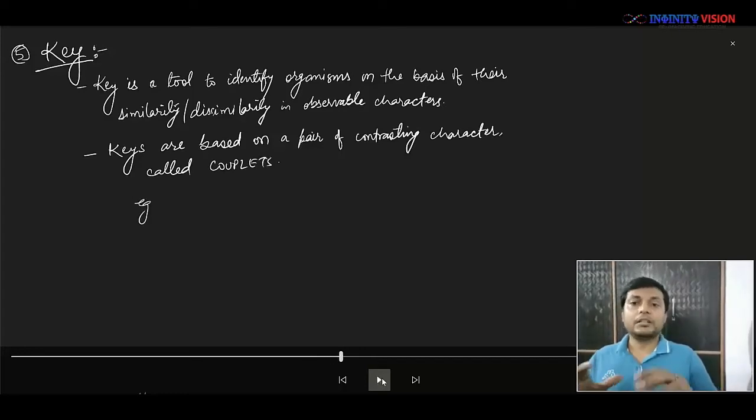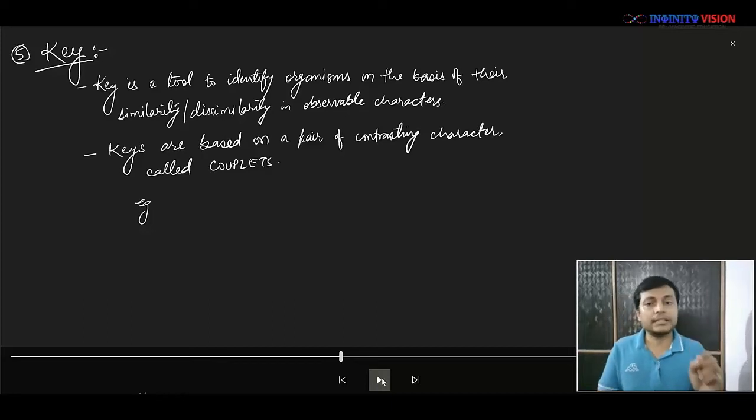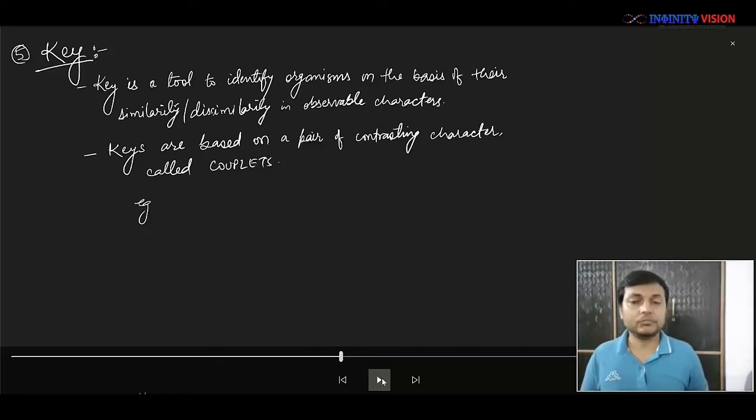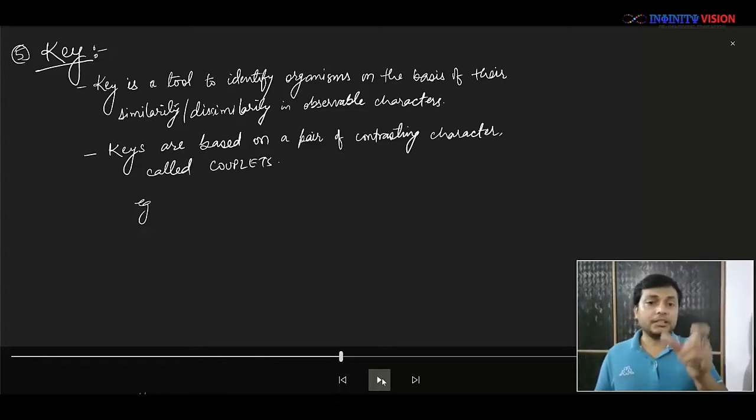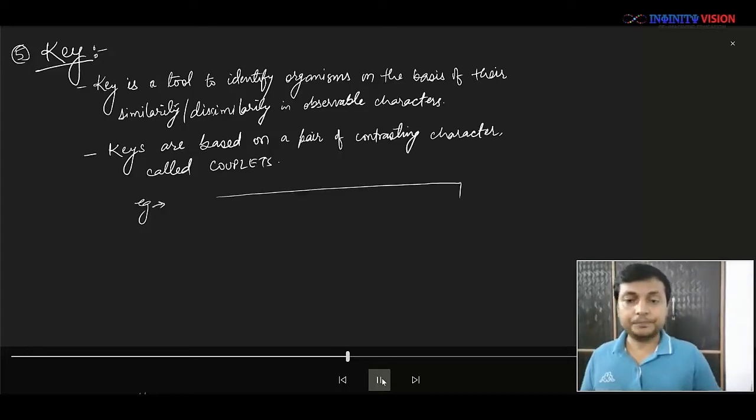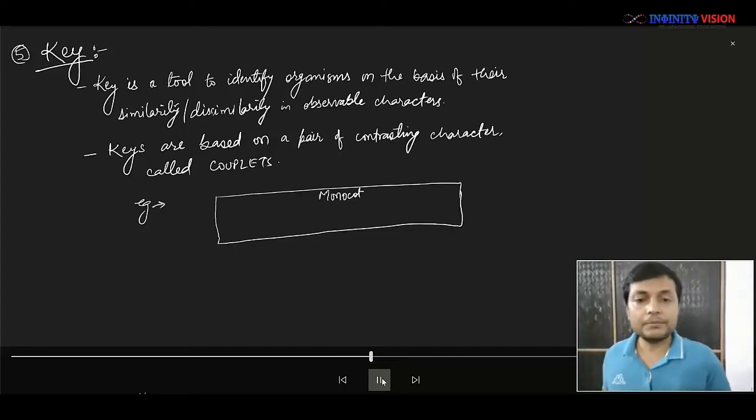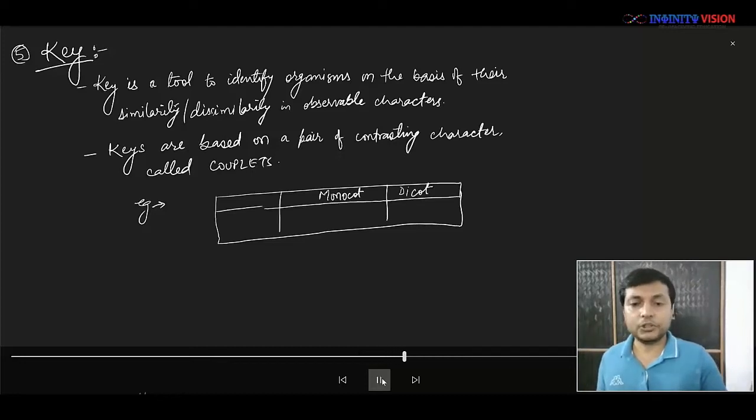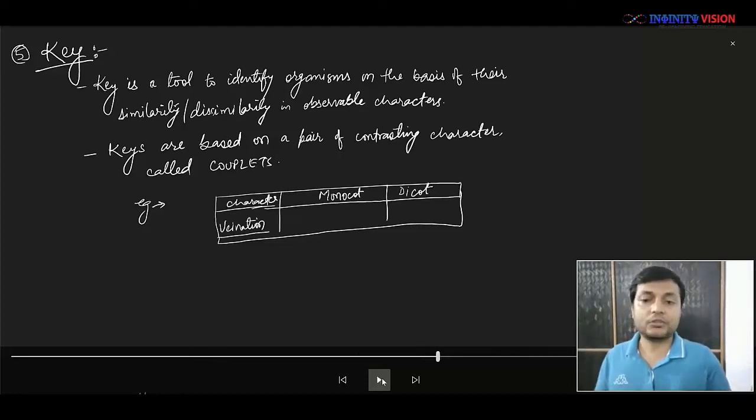Okay, so the key is being developed. Every key is actually a list of pairs of contrasting characters, and each pair of contrasting characters is known as a couplet. Now, this whole document of contrasting characters is used to identify organisms. And that's why key is a tool. We are going to understand it through an example. Say for example, I'm taking two groups, monocot and dicot, and I'm taking one character. This character is called venation.